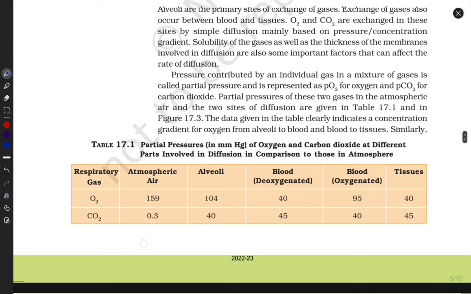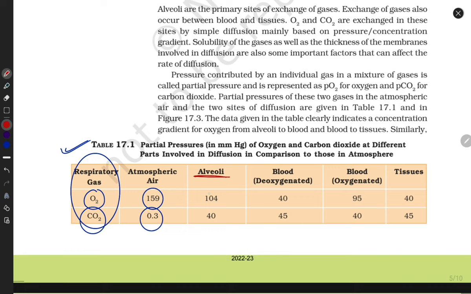Look at here. This is the table. We should learn the gases in the atmosphere, like oxygen and CO2. What amount of oxygen is present in the atmosphere? This much. And what amount of CO2 is present in the atmosphere? This much. Clear, guys? And now, how much oxygen is present in the alveoli? This. And the CO2 contained by the alveoli, this is.